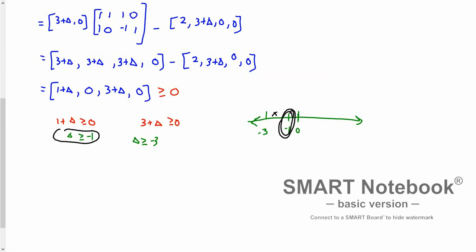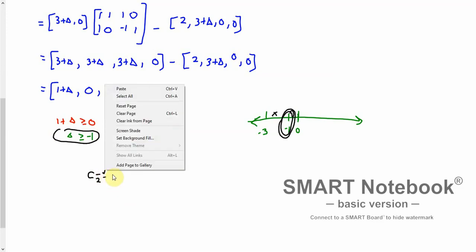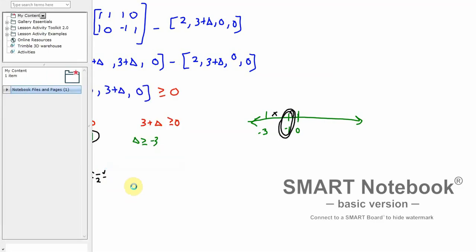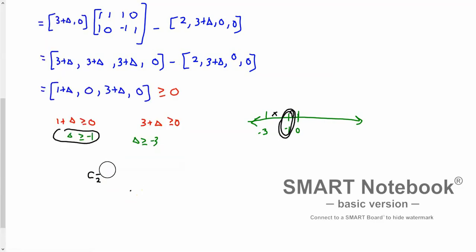So now I should be able to give you what my new cost can be. Okay? The original cost was what, 3?